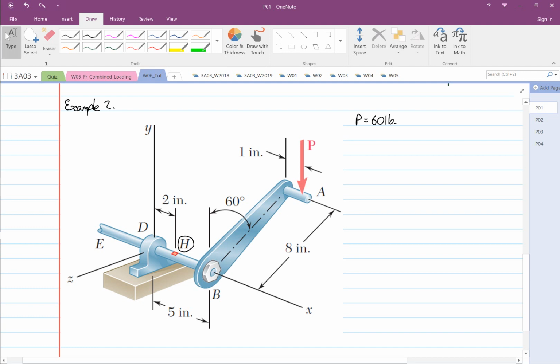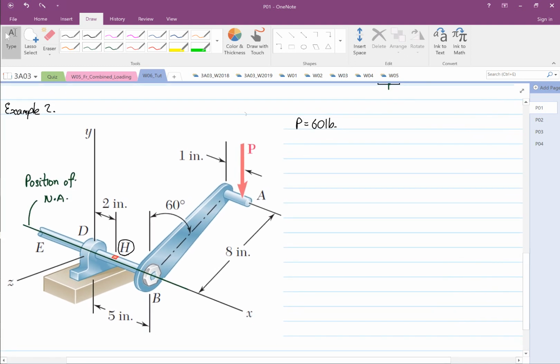So from here we can determine very quickly the position of the neutral axis, which I'm going to draw now. So this is the position of the neutral axis that is of concern. So we're going to have two views. We're going to view this in the XY plane. So this is our XY plane.